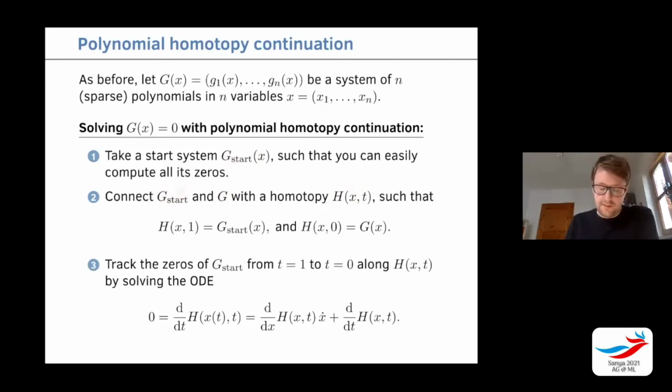Then you connect g start and g with a homotopy. That's just a path in the space of polynomials that connects g start and g, so that at time t equals 1 you are at g start, and at time t equals 0 you are at g. Then you track the zeros of g start from t equals 1 to t equals 0 along this homotopy. Tracking means you are solving an ordinary differential equation, this equation. The initial values are the solutions of g start, and then you use standard numerical methods for solving ODEs.